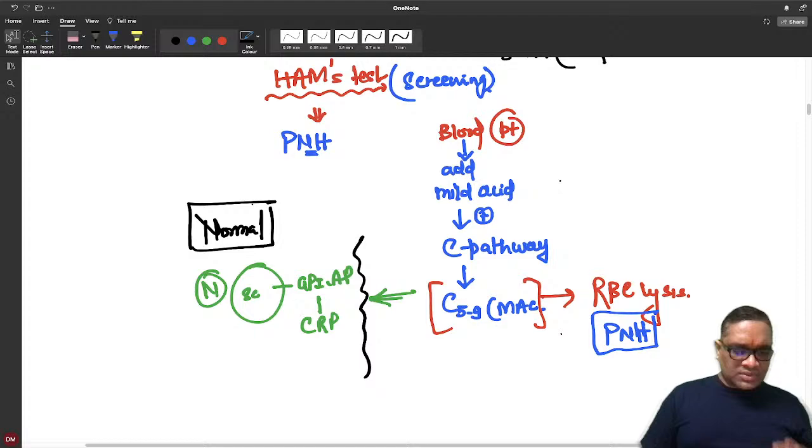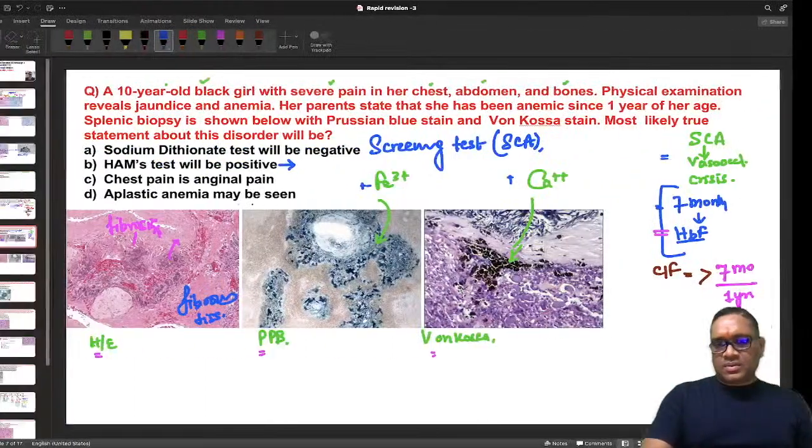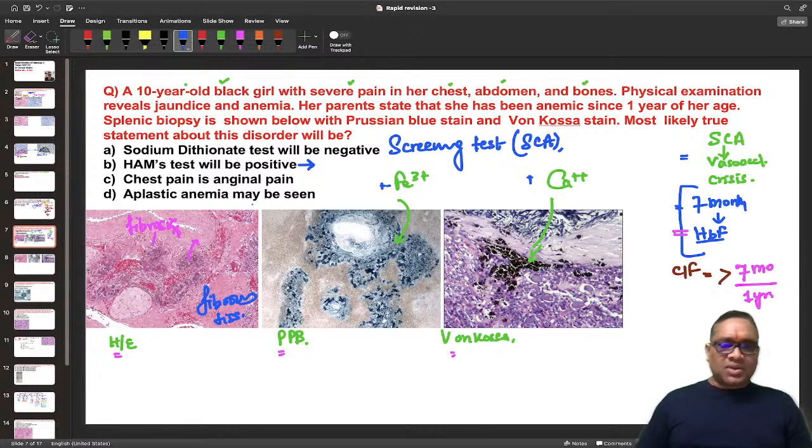So that is how you can see that this is not a PNH case. Ham's test is used for PNH screening, and that is why it is not a true statement.